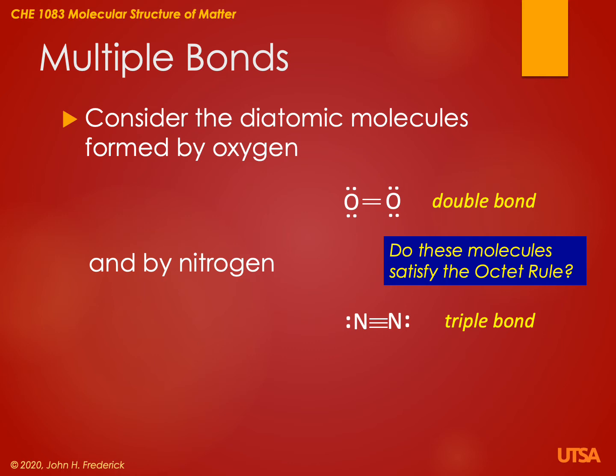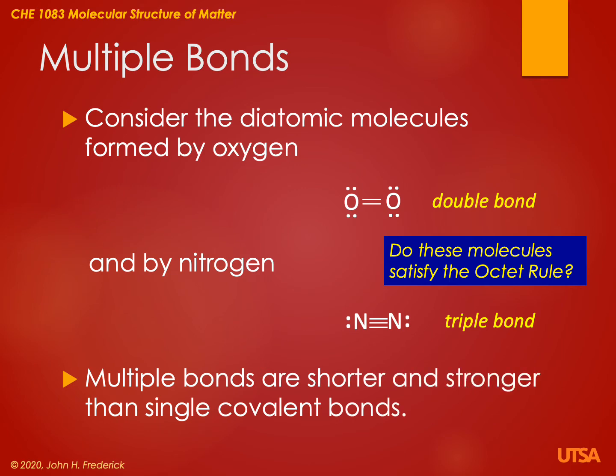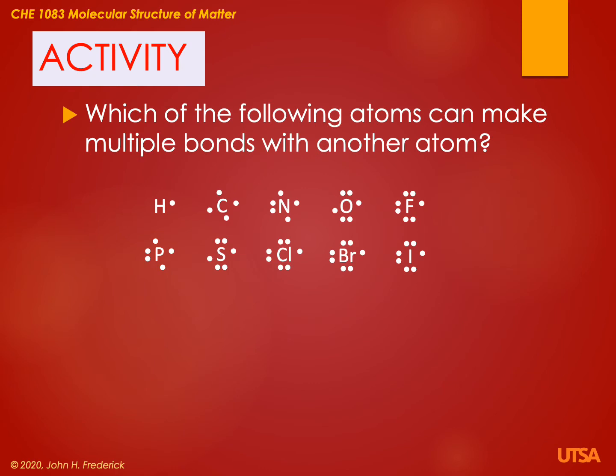I think you can probably satisfy yourself that the same is going to be true in the nitrogen molecule, that both of the nitrogens have 8 electrons in their valence shell with 1 pair of non-bonding electrons and 3 pairs of shared electrons. Note that multiple bonds are going to be shorter and stronger than single covalent bonds. The more electrons you have shared in there, the tighter together it pulls those atoms, and it makes for a stronger bond.